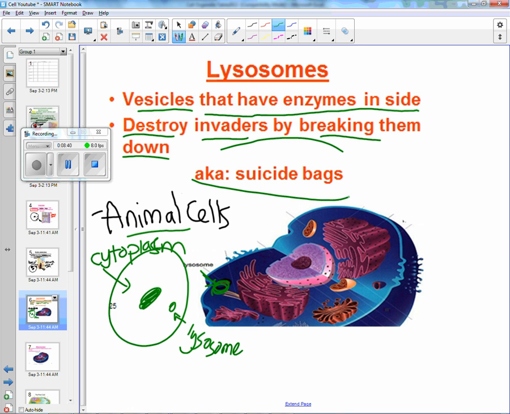So it's a suicide dive. Sometimes things will go inside and they'll just die. The enzymes inside of the lysosome break stuff down. Right? That's what a lysosome does. It breaks things down. Sometimes cells will kill themselves by putting themselves inside the lysosomes.